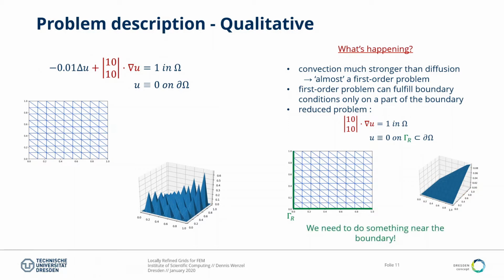So in the end, we want to get back to our original problem because we don't just want to solve a different thing, but we need to do something near the boundary. And the boundary where we need to do something is this part up here. So there is one half of the boundary, the gamma r, where everything works perfectly smooth. But here we are having problems, so we need to do something.